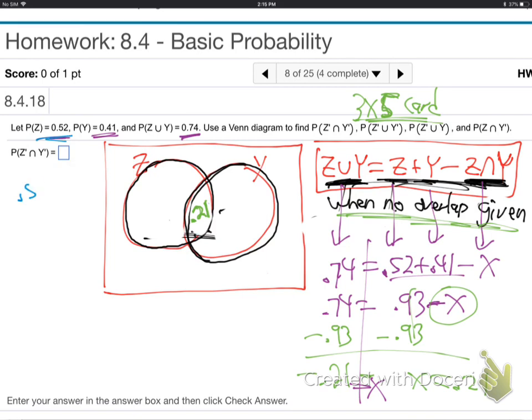Z is 0.52, so 0.52, subtract the middle, 0.21, leaves 0.31. How did you get 20? Yeah, but I got 19. Oh, did I do the wrong thing? Yeah, it's 19. Oh, thanks. Sorry. You got to tell me that a long time ago.